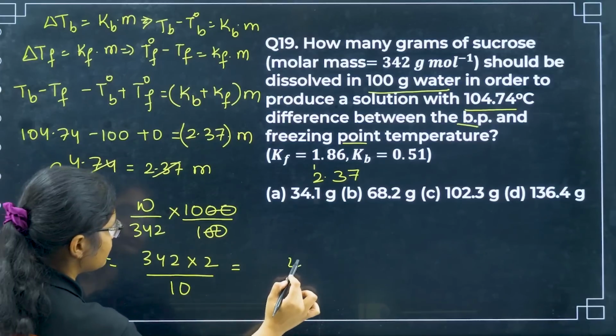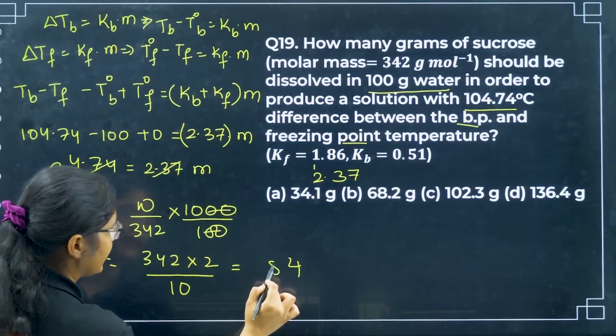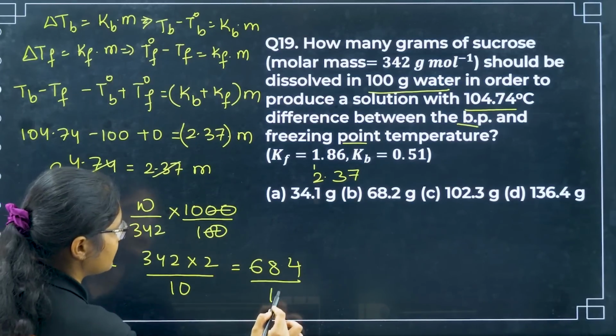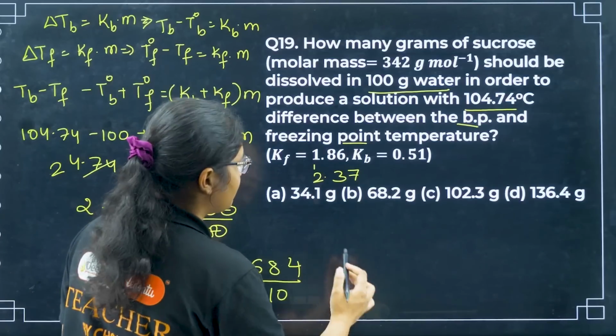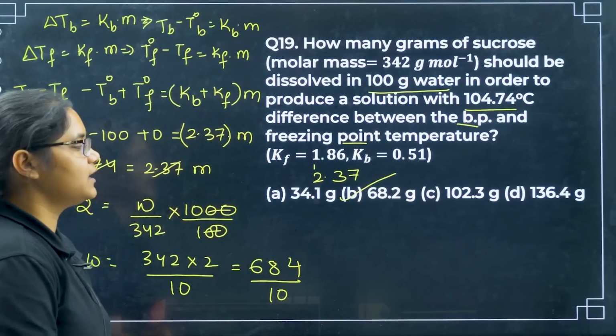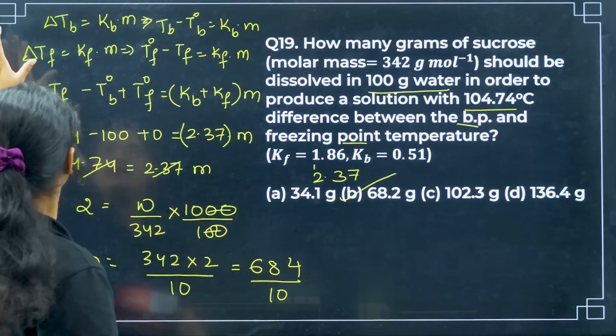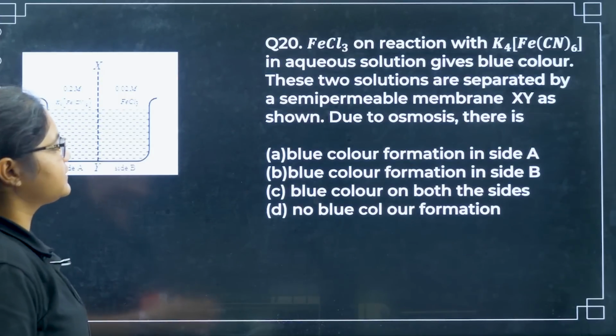So you can see, 2 2s are 4, 2 4s are 8, and 2 3s are 6, divided by 10, 68.4. So option number B is the nearest answer. Okay. Next, this is a very easy question.